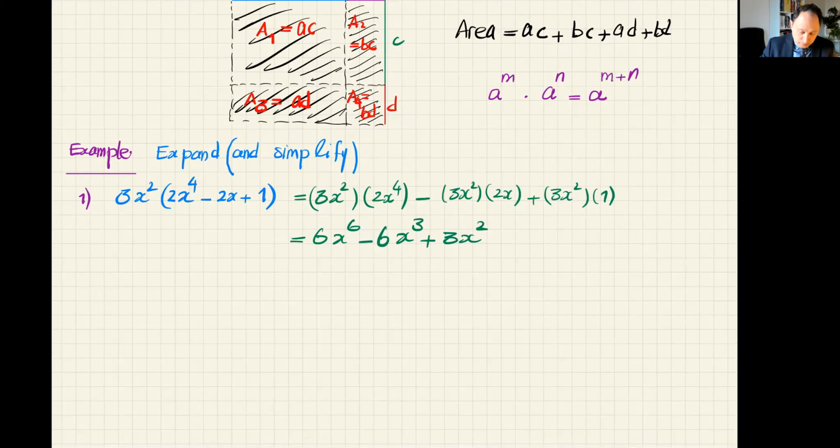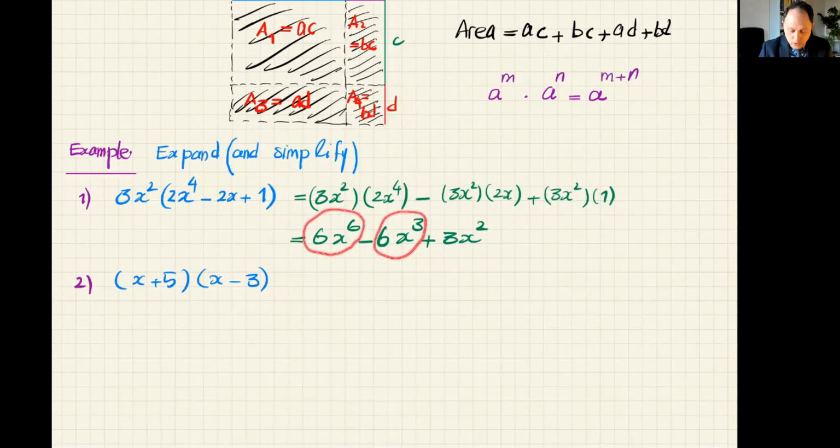So let us do one more. Number 2. What happens if I have this situation? I have (x plus 5) multiplied by (x minus 3). I want to expand and, of course, simplify. By the way, I forgot to say, because it was trivial: can I simplify the previous expression more? No, because none of these terms are similar. So I cannot simplify it more than that, so that's the final answer.